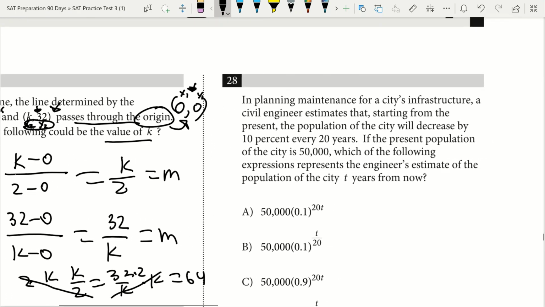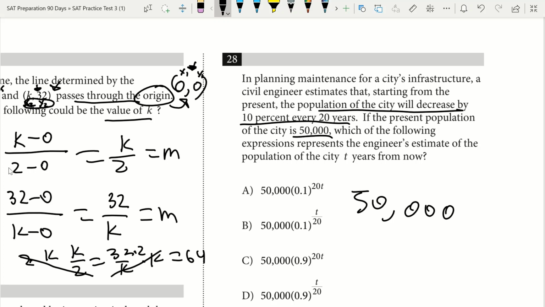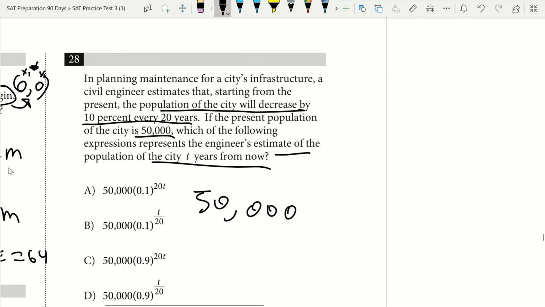All right, 28. In planning maintenance for a city's infrastructure, a civil engineer estimates that starting from the present, the population of the city will decrease by 10% every 20 years. If the present population is 50,000, which of the following represents the engineer's estimate of the population of the city T years from now?